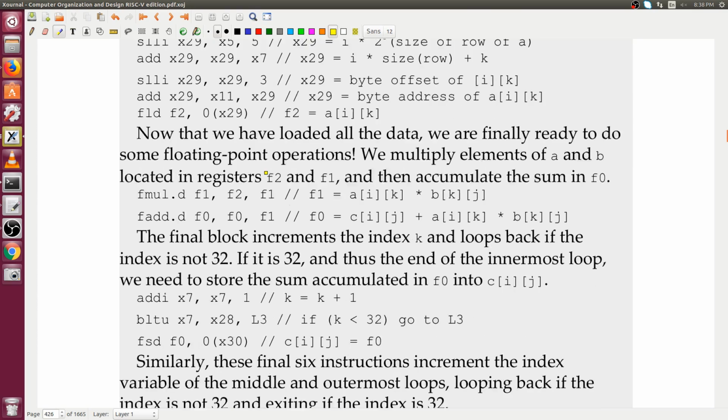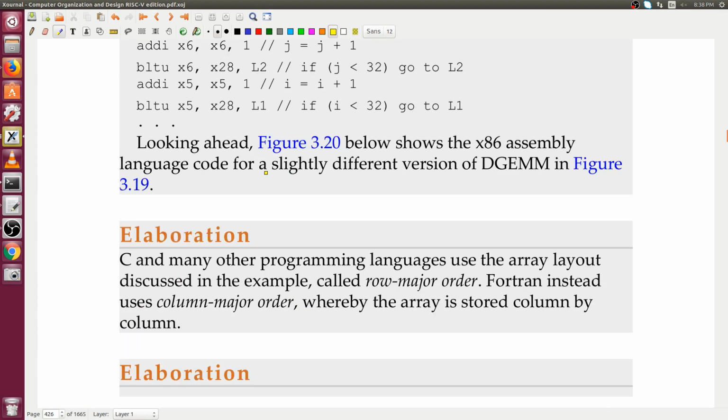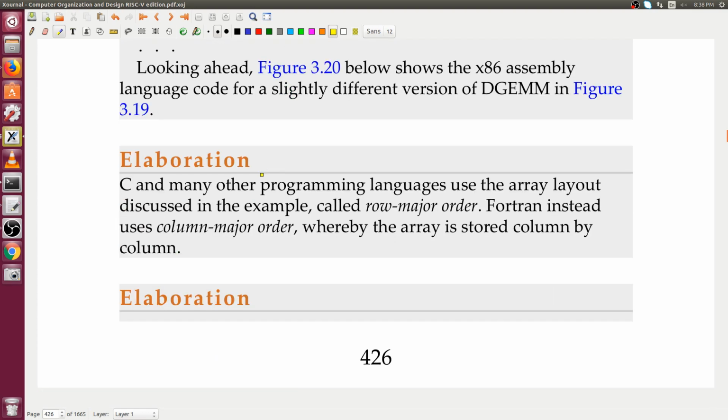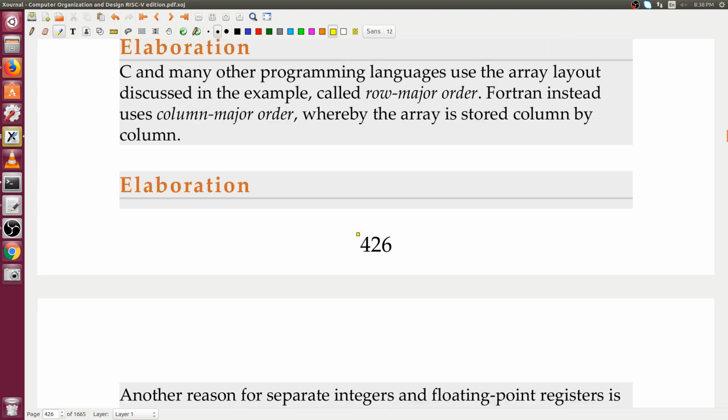They go over another complicated loop, but we can go ahead and skip over that. So elaboration. C and many other programming languages use the array layout discussed in the example called row major layout. Fortran instead uses column major, whereby the array is stored column by column. Okay.